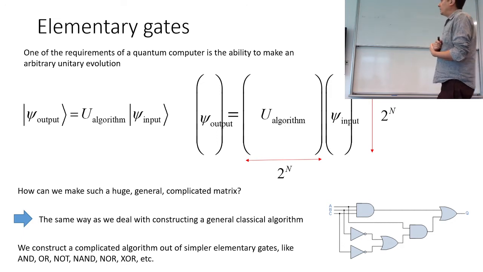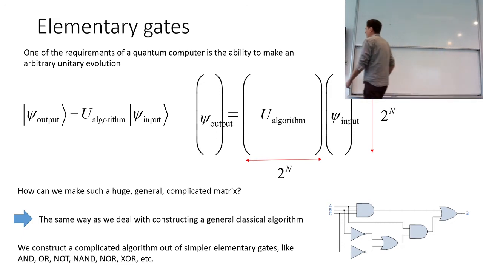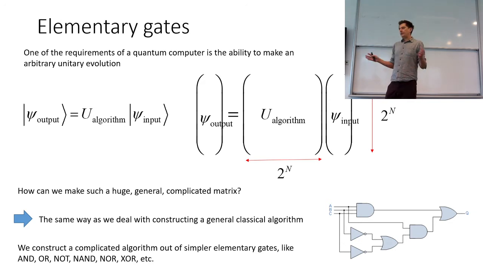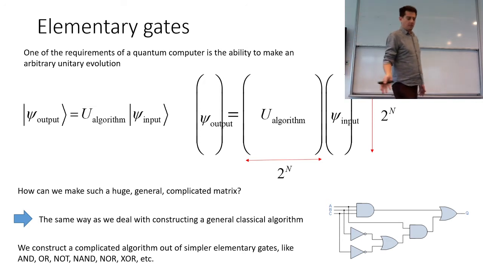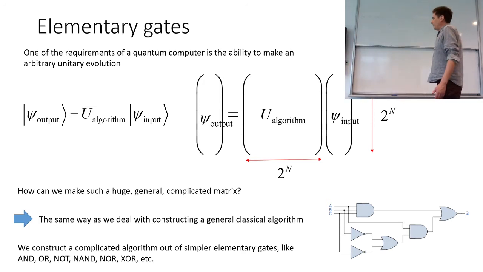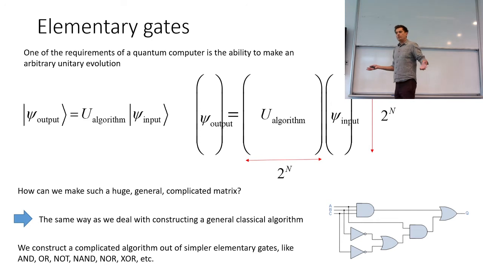What is this U algorithm that I just said? It's a unitary matrix. In general, this matrix could be all kinds of different matrices, because all I've said is that it needs to be unitary, and that's because it needs to follow Schrodinger's equation. But there are so many different possible U's. How in the world are we going to prepare all these different unitary matrices?